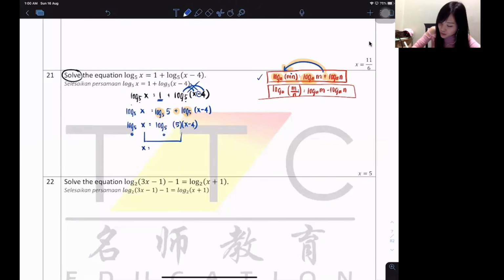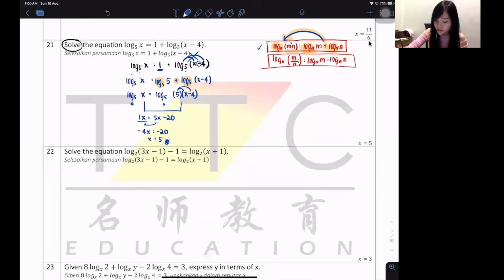Okay, so x equals 5 times x, 5x. 5 times negative 4, negative 20. Can you see? No more log. Very easy. So x and x combine. 1 minus 5, negative 4x equals negative 20. Negative, negative, positive, times move there, divide. Ta-da-da! Done. I get x equals 5.